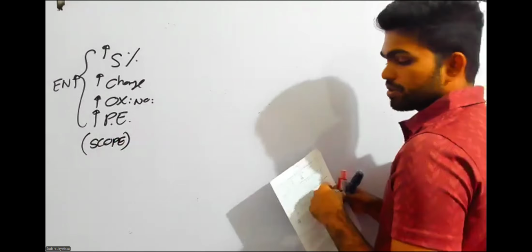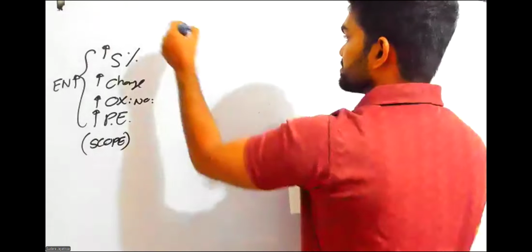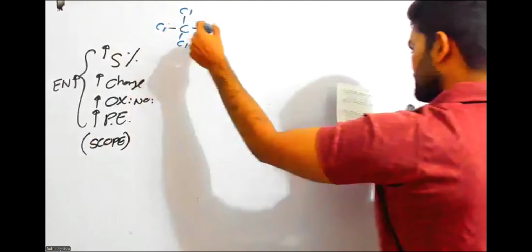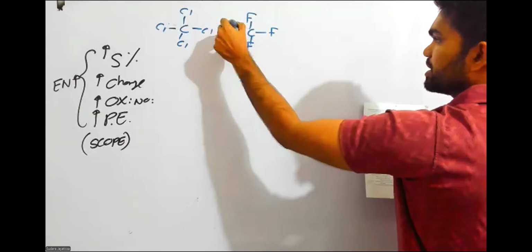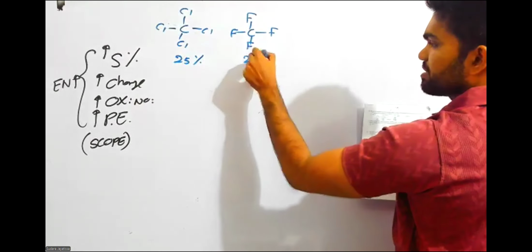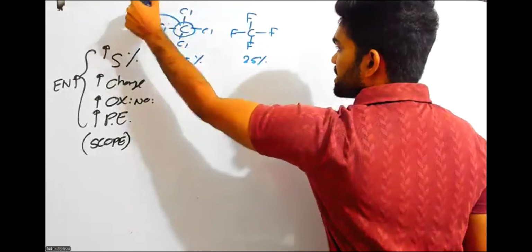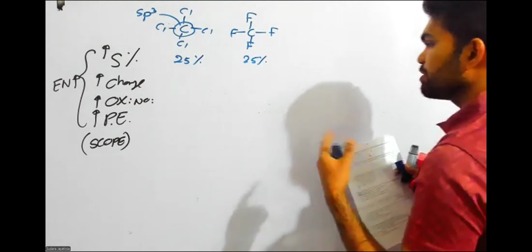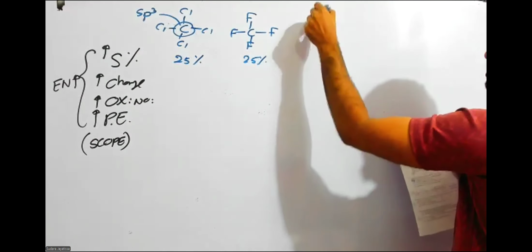Right. Now we can go to the molecules. CCl4 is the first one, and the next one is CF4. They both are tetrahedral molecules, no? So s percentage is 25%, 25%. Why? Because the hybridization is sp3. Only one orbital out of 4 is s, so 1/4 is 25%. And then you have CH4, it is also the same.